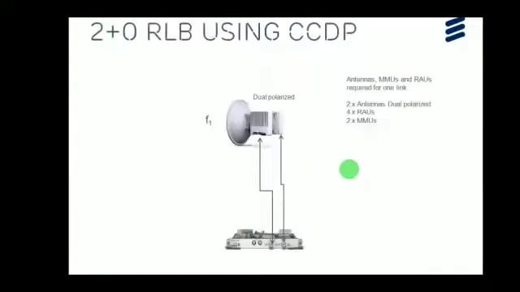2+0 radio link bonding using CCDP, co-channel dual polarization. The requirements are antennas, MMUs and radios required for one link. It needs 2 antennas for dual polarized, 4 radios for near and far end and 2 MMUs at near and far end. It's a dual polarized antenna, which means it supports dual frequency, which is nothing but it supports horizontal as well as vertical polarization. So we have to install a single MMU with the 2 IF cables and 2 radios in the dual polarized antenna at the near end. The same thing should be installed on the far end as well.